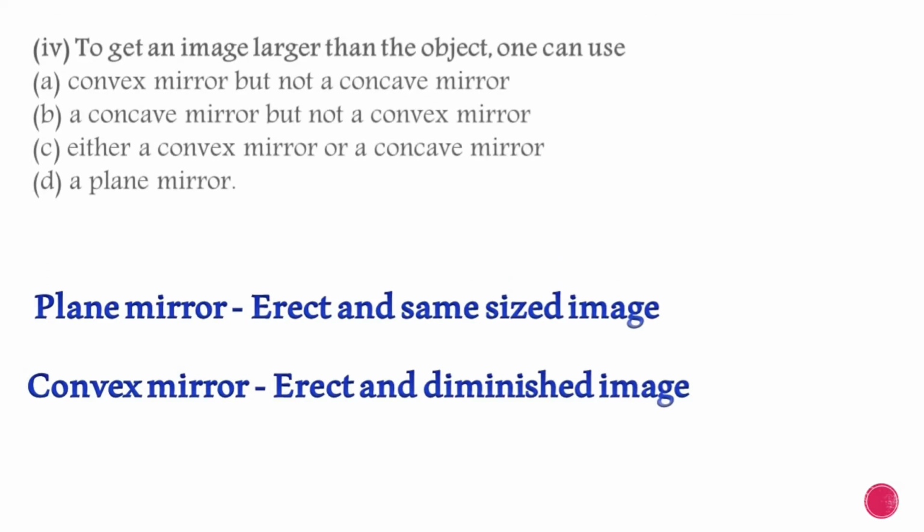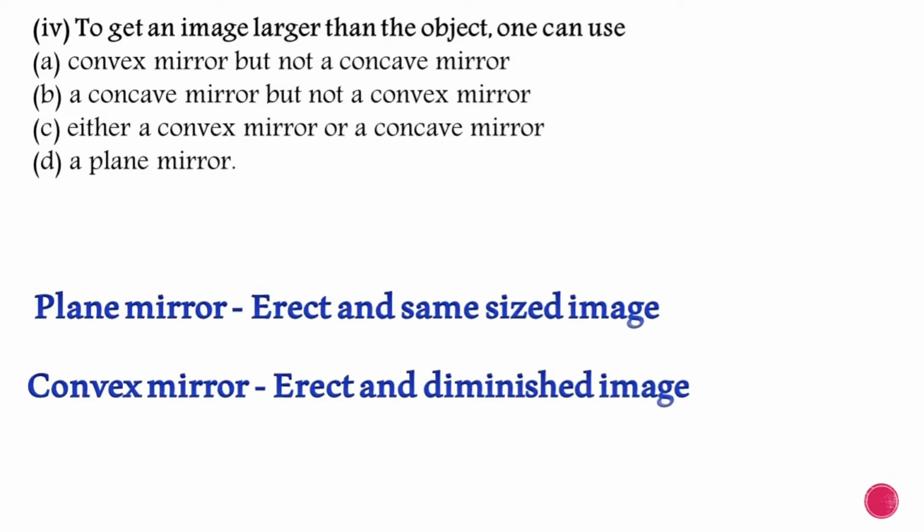Moving on to the next question. To get an image larger than the object, one can use... Again, this is a question based on the image formation by mirrors. In the previous question itself, we have discussed that a plane mirror forms a same sized image and a convex mirror forms a diminished image. So here, in order to get an image larger than the object, we have to use a concave mirror. So the answer is option B.